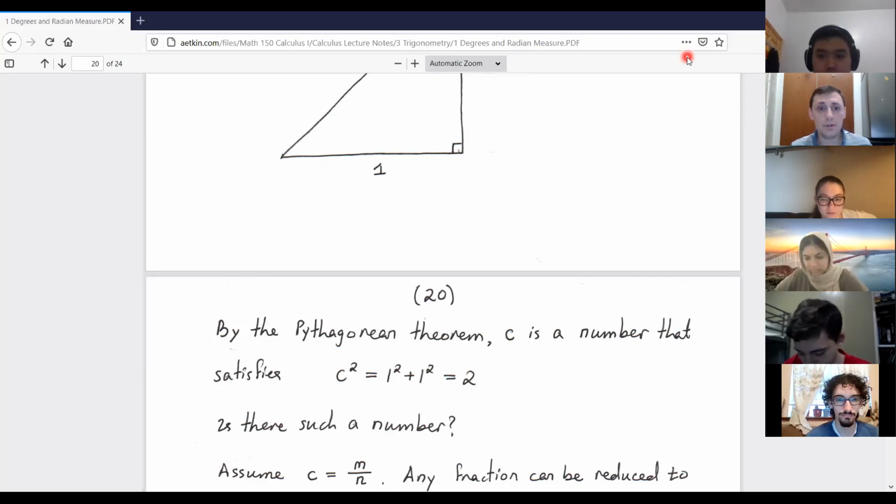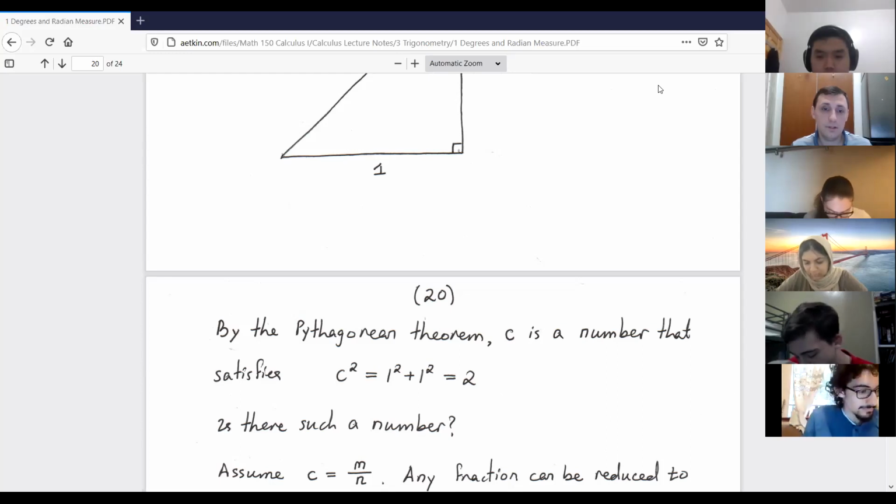Yes, there is such a number, you're saying. So 2 people just responded. The rest are, where are the rest? Are you with me, guys? So you're all saying, yes, there is such a number.